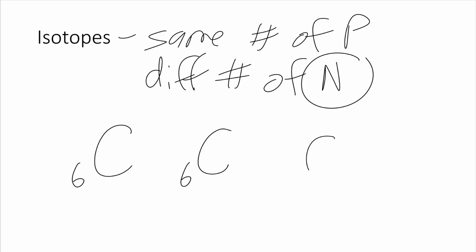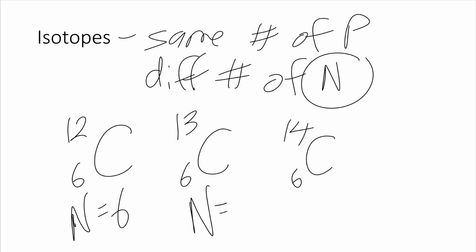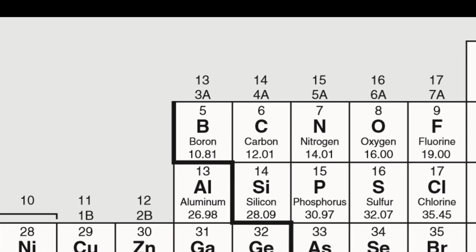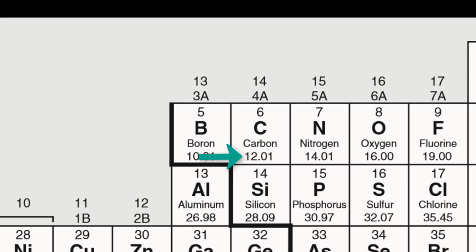So I'm going to draw 3 carbon atoms here. Some carbon atoms have a mass number of 12, some of them have 13, and some of them are 14. What this means is that this atom has 6 neutrons, this atom has 7 neutrons, and this atom has 8 neutrons. Now, if you look at the periodic table, the mass of carbon is 12.01. If you take a representative sample of carbon atoms and average them according to how often they show up, their percent abundance, you can find the average mass. Most of the carbon isotopes have a mass of 12.